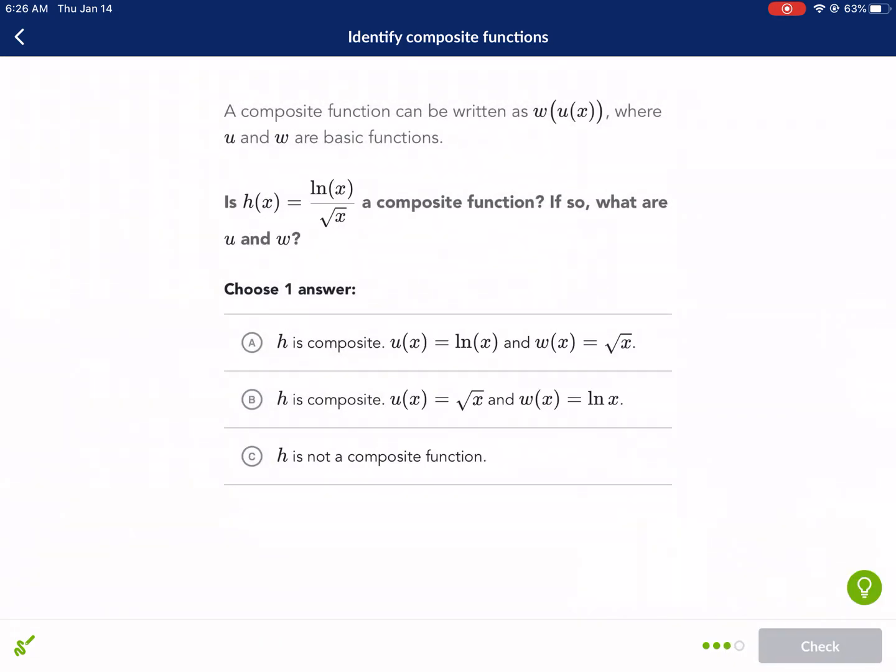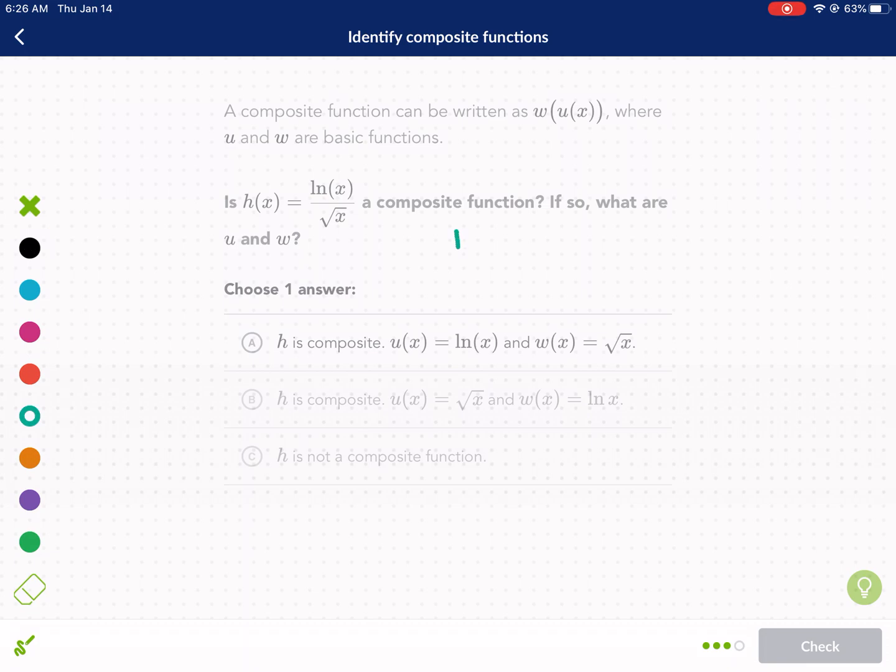All right, next one. We have a composite function can be written, and it gives us background. Is this one a composite function? If so, what are u and w? This one does not appear to be another composite function. If this were a composite function, you'd have something like ln of the square root of x. See how there are two things happening together? We have the natural log being taken, that'd be the outer function, and then we have an inner function of this. This one's dividing, so it's like two different functions. It's not one within the other.